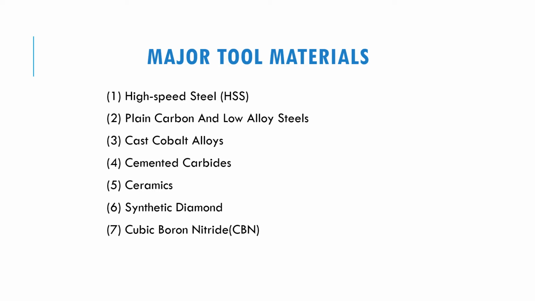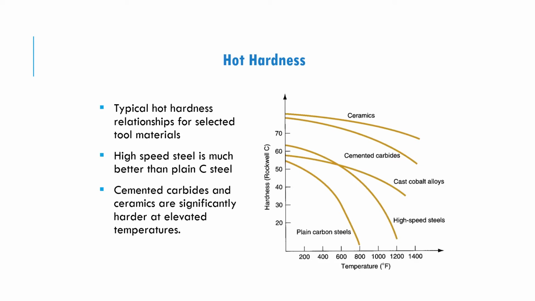the industry. So here is the graph showing the typical hot hardness relationship for the tool material. In this one, ceramic has the highest hot hardness compared to the other materials, and plain carbon steel is the lowest one. So cemented carbide and ceramic are significantly harder at elevated temperature. That's why ceramic and cemented carbide are widely used in the industry.